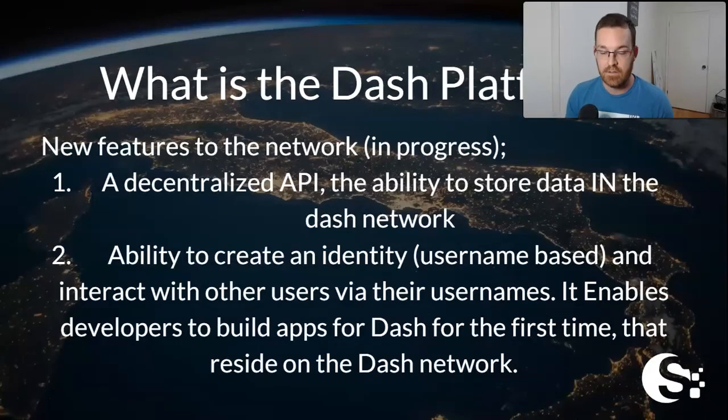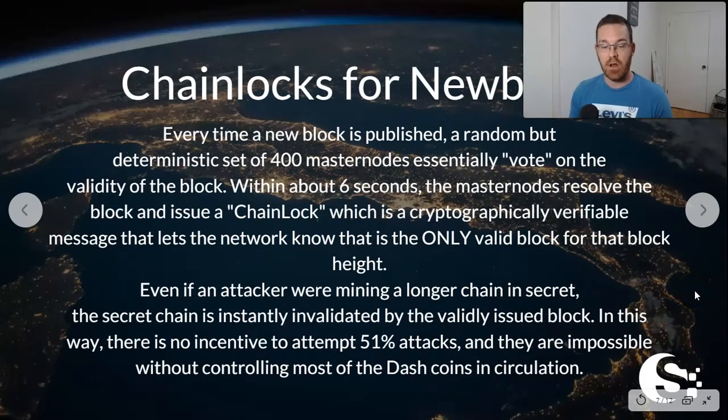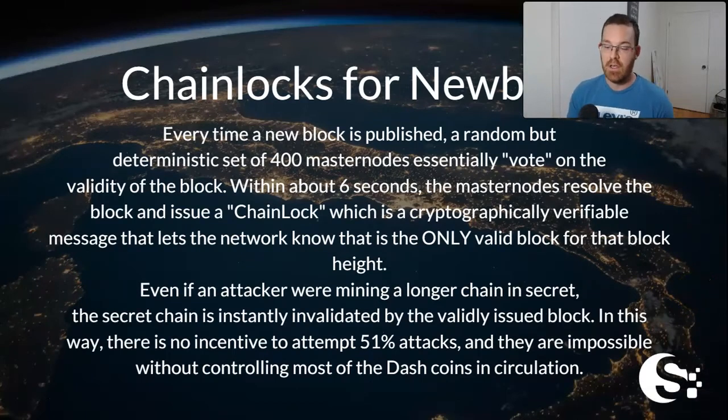Next, we're talking about the Chainlock. Every time a new block is published, a random but deterministic set of 400 masternodes essentially vote on the validity of the block. Within 6 seconds, the masternodes resolve the block and issue a chainlock, which is a cryptographically verifiable message that lets the network know that this is the only valid block for that block height. Even if an attacker were mining a longer chain in secret, the secret chain is instantly invalidated by the validity-issued block.